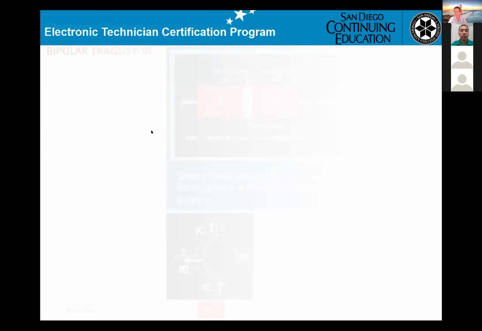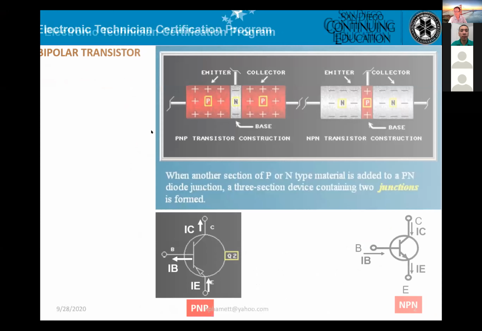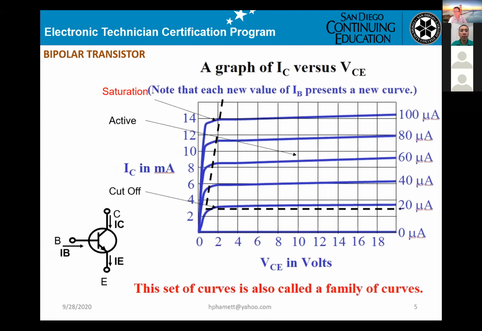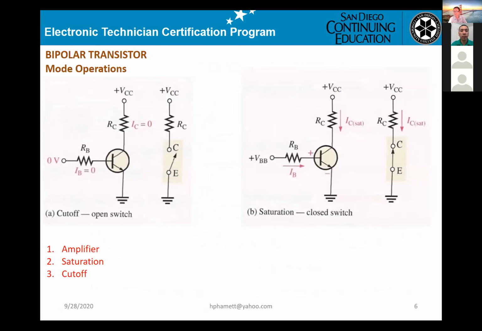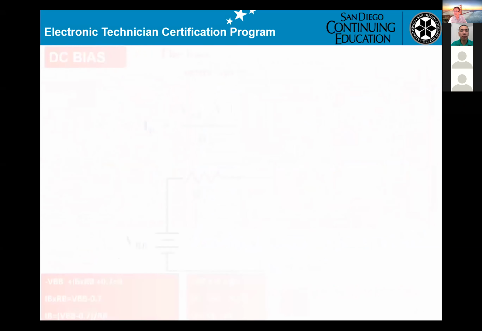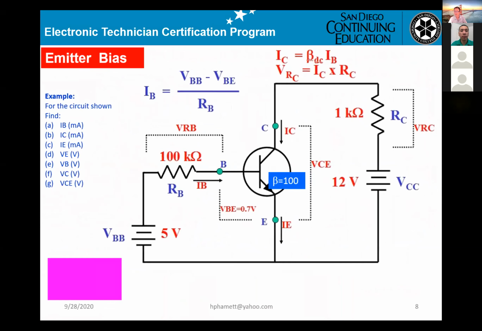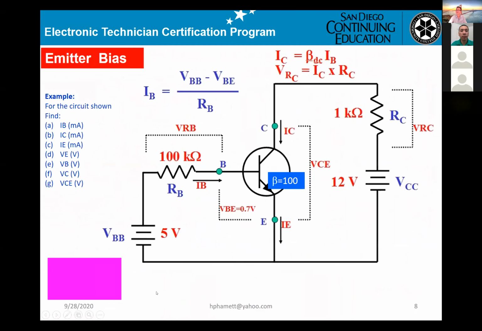Okay, that one we already done. Okay, now you do it for me. For this circuitry here, they want to calculate IB, IC, IE, VE, VB, VC, VCE. If you get the answer, let me know.